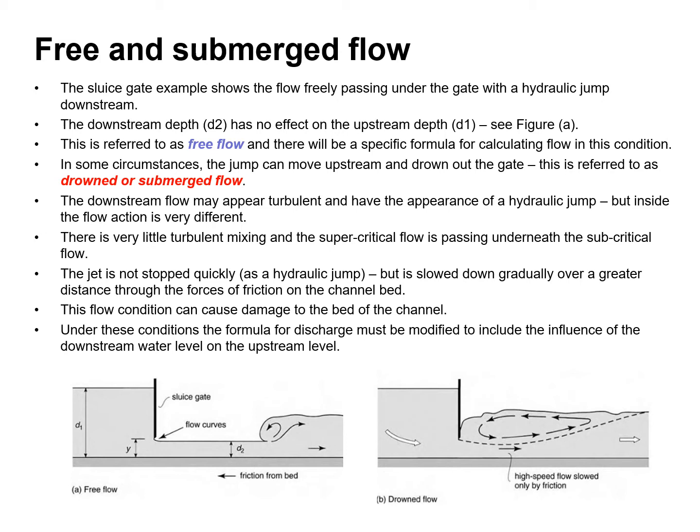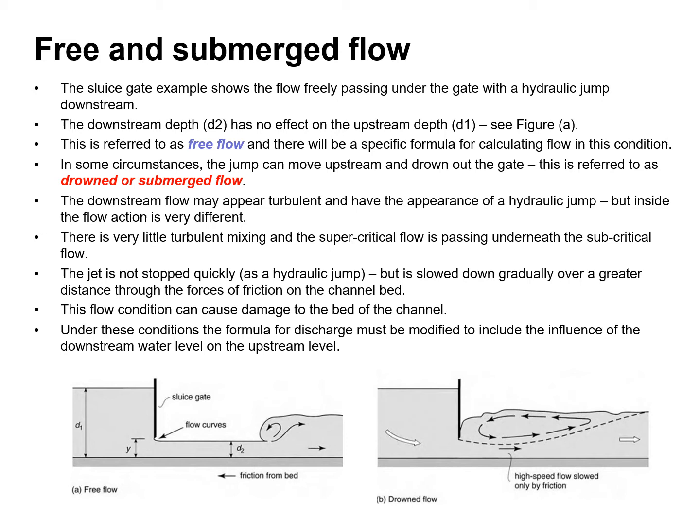There's very little turbulent mixing, and the supercritical flow is passing underneath the subcritical flow. The jet is not stopped quickly as a hydraulic jump, but is slowed down gradually over a greater distance through the forces of friction on the channel bed. This flow condition can cause damage to the bed of the channel.